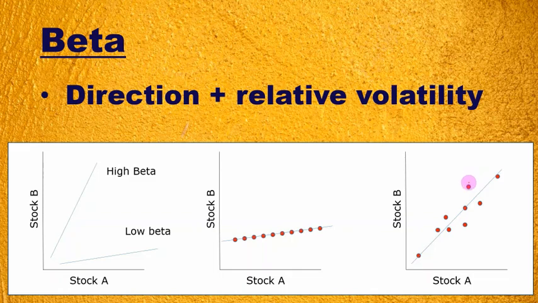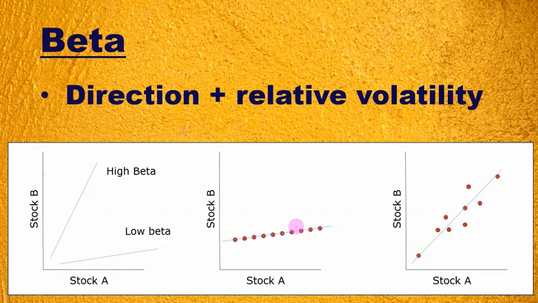Beta tells us about the direction and relative volatility of two variables. So on the chart, that would be the slope of the best fit line. Over here, a high beta stock has a steep slope. And so here, for example, if a stock A moves up by 1%, then stock B moves up by 2%. So that would have a beta of 2. A low beta stock has a shallow slope.